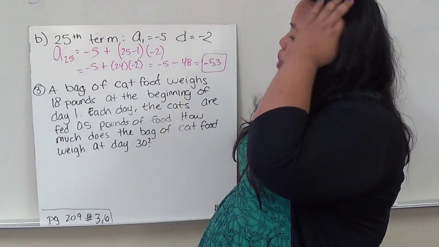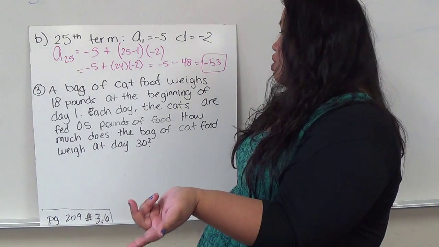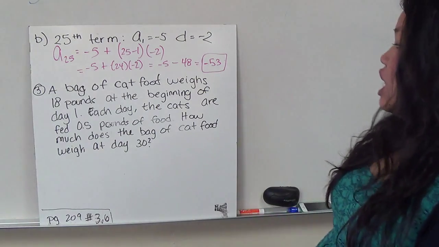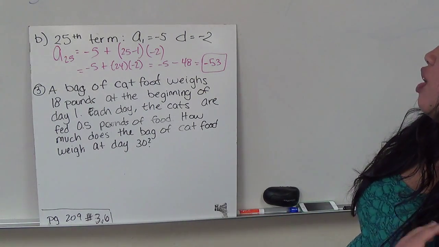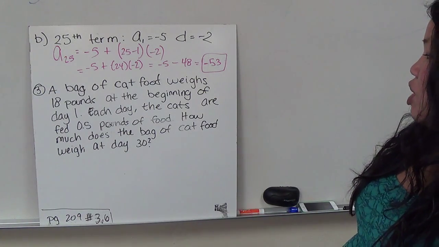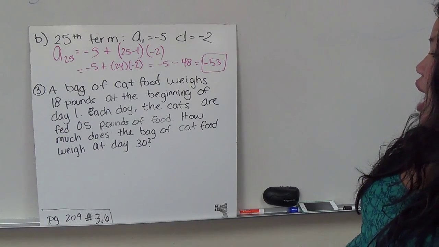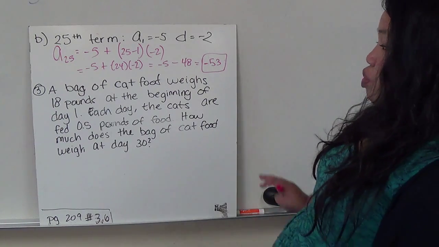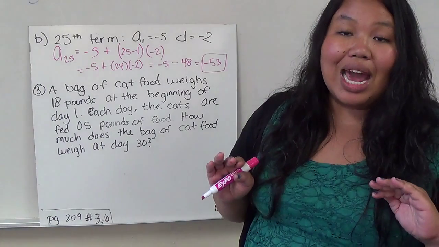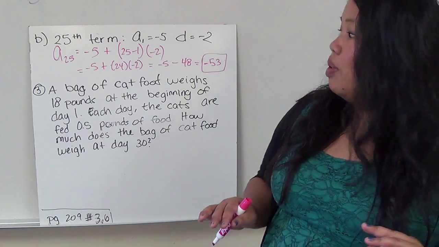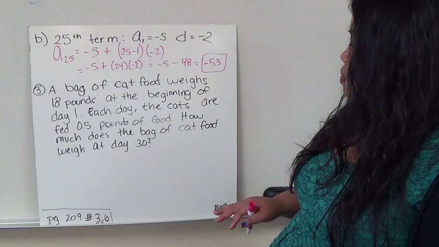It says a bag of cat food weighs 18 pounds at the beginning of day 1. Each day the cats are fed 0.5 pounds of food. How much does the bag of cat food weigh at day 30? So we're using the same equation, but this time we're going to try to identify which part is which.